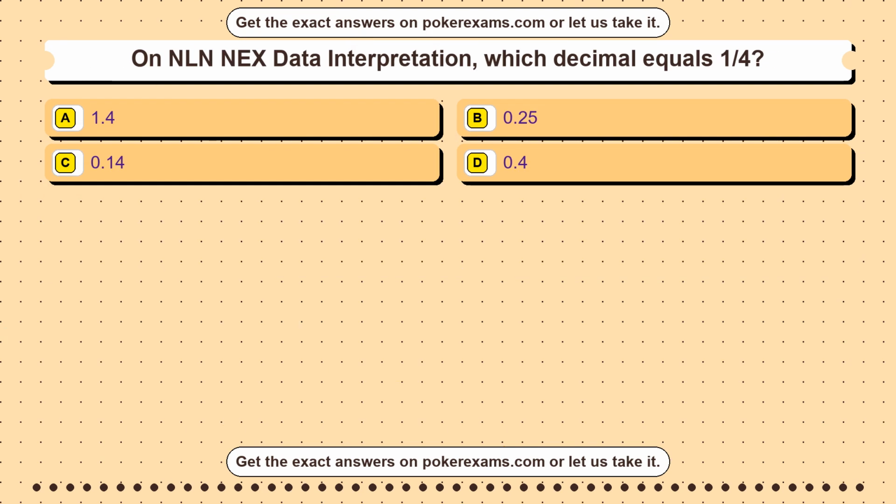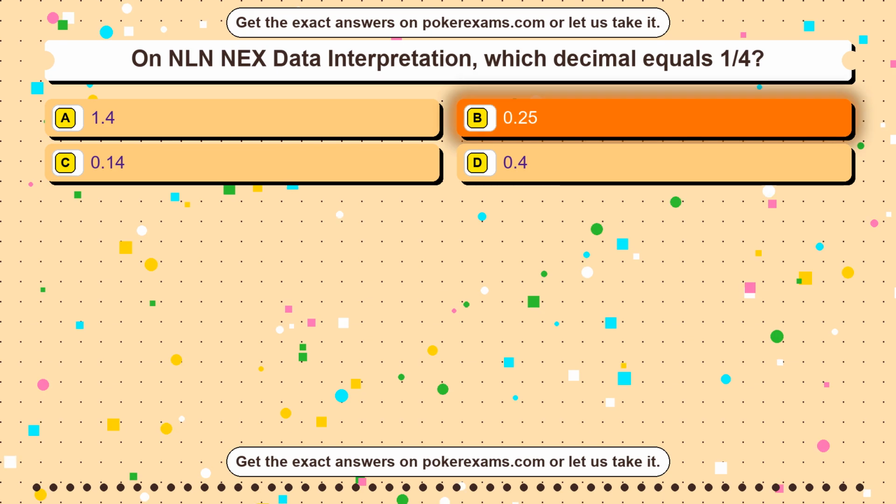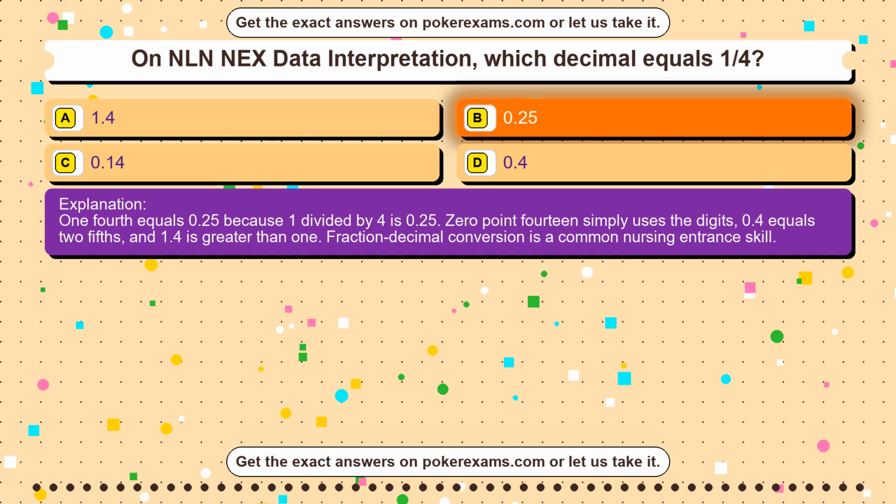Question 4. On NLN NEX Data Interpretation, which decimal equals 1/4? Option A 1.4. Option B 0.25. Option C 0.14. Option D 0.4. The correct answer is option B. 0.25. 1/4 equals 0.25 because 1 divided by 4 is 0.25. 0.14 simply uses the digits, 0.4 equals 2/5, and 1.4 is greater than 1. Fraction decimal conversion is a common nursing entrance skill.